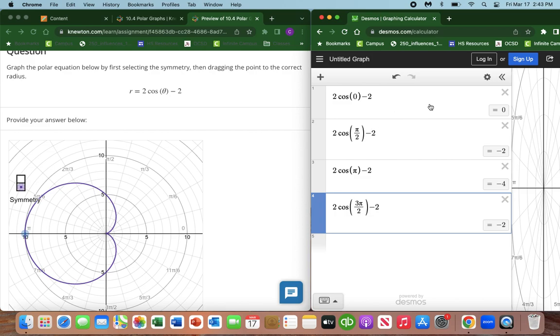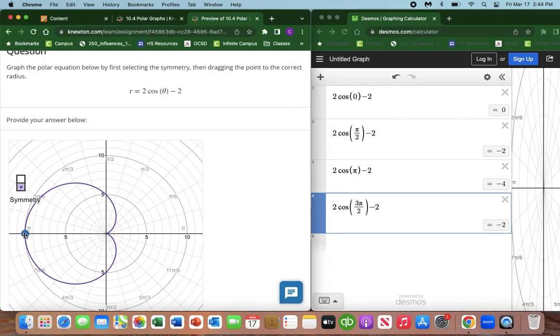So I end up with 0. So 0, 0. Okay, that's good. Pi over 2 should give you negative 2. It's not doing that yet. Let's look at pi though. Pi should be negative 4. So if I go to pi, I should get negative 4. So I should be on this side. I need to grab and drag this to the other side. So pi should be negative 4.